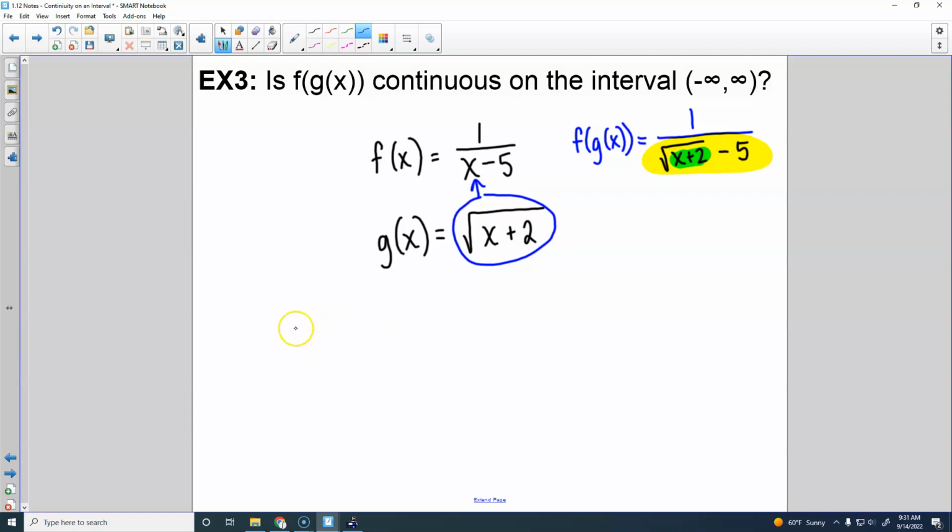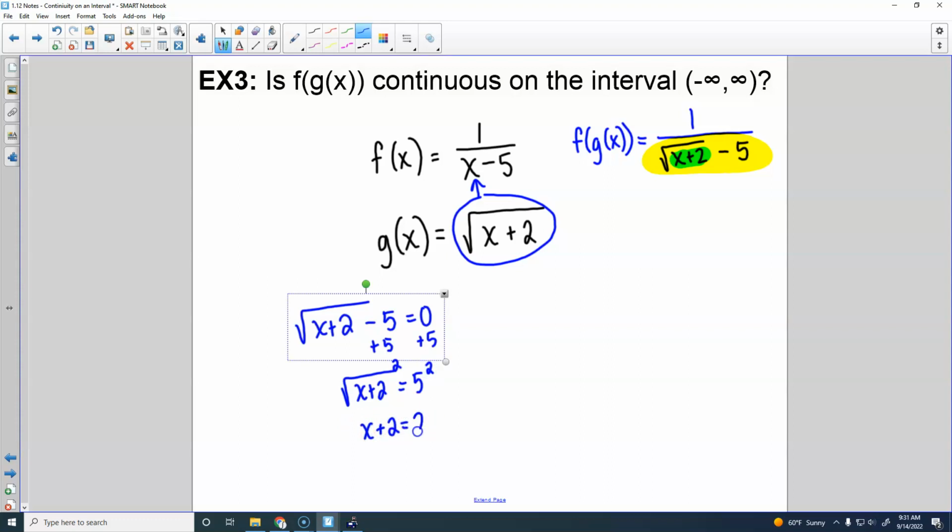So square root of x plus 2 minus 5 equals 0. If we add 5 to both sides, square root of x plus 2 equals 5. We will square both sides: x plus 2 equals 25. We'll subtract that 2. X equals 23.